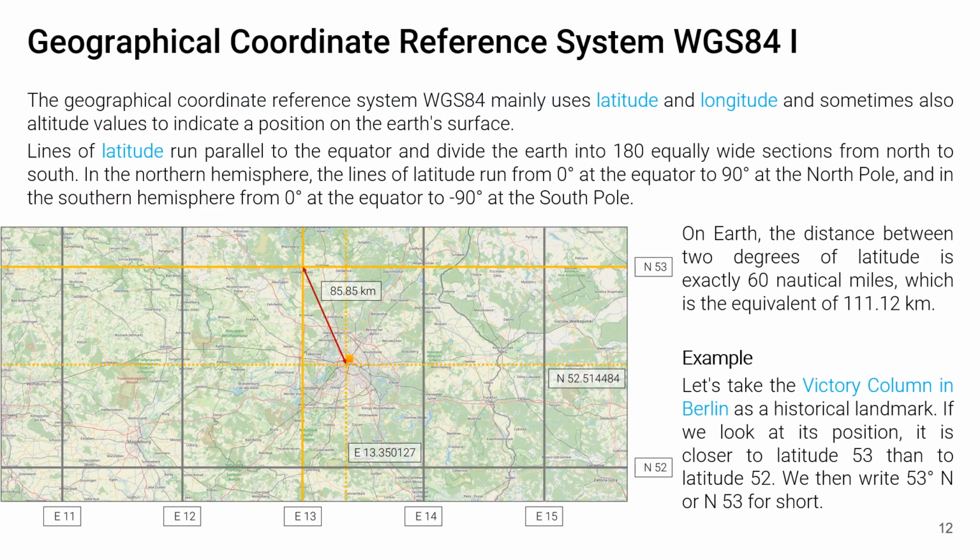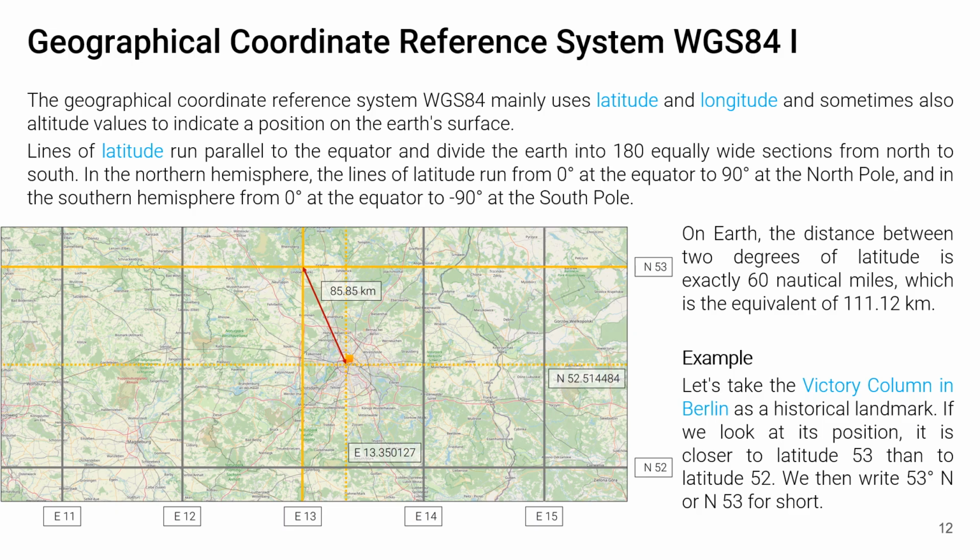The geographical coordinate reference system WGS84 mainly uses latitude and longitude and sometimes also altitude values to indicate a position on the Earth's surface. Lines of latitude run parallel to the equator and divide the Earth into 180 equally wide sections from north to south. In the northern hemisphere, the lines of latitude run from 0 degrees at the equator to 90 degrees at the North Pole, and in the southern hemisphere from 0 degrees at the equator to -90 degrees at the South Pole.